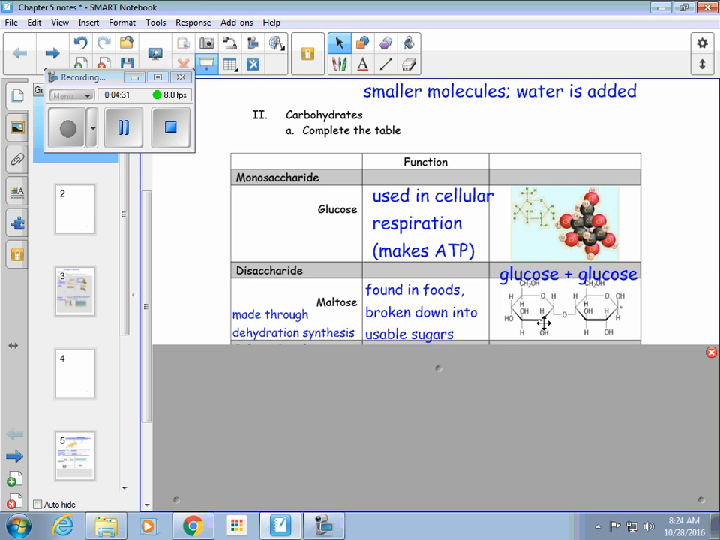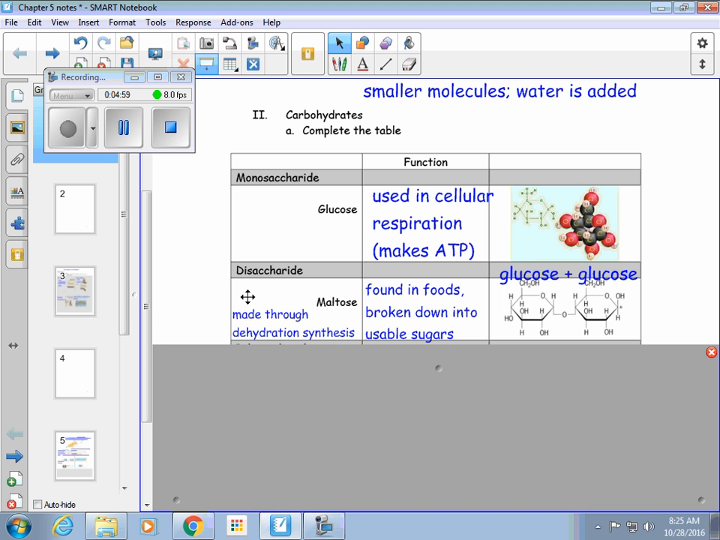The example that I have here is maltose. Maltose is made up of 2 rings. It's made up of actually 2 glucose molecules. Maltose we can find in your food, so you would obtain this from your diet. And then that maltose, being too big to do anything, your body has to break it down. So it breaks it down through the process of hydrolysis. Maltose is made through the process of dehydration synthesis.